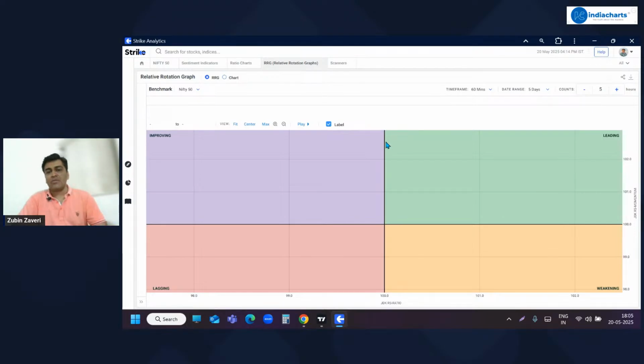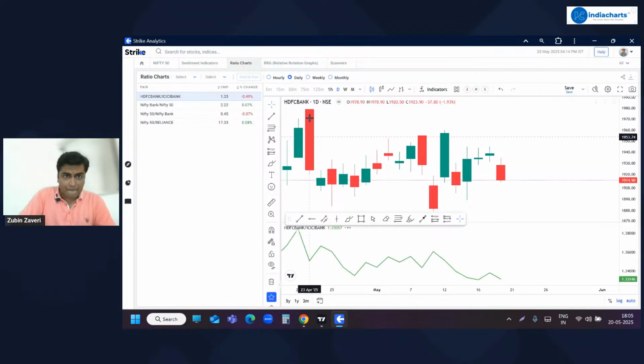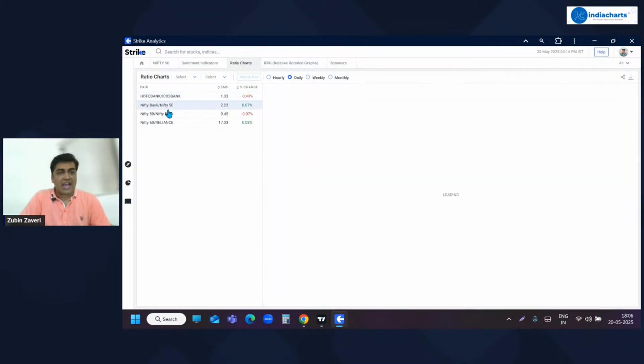Now, to explain this in detail, RS means relative strength. We are trying to measure the strength of a particular stock or a particular index against a benchmark. And what is this benchmark? Generally, we compare it with Nifty 50. So before I proceed further into RRG, let me take you through ratio charts first. Over here I have a ratio chart.